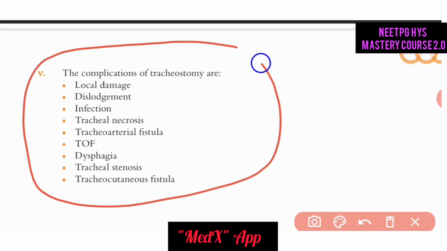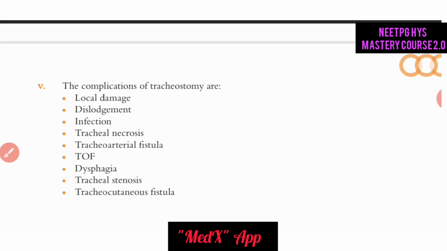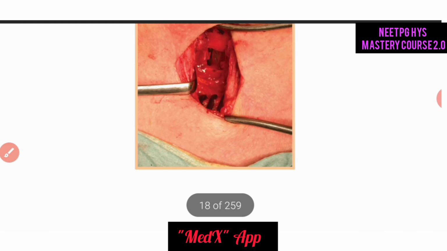And coming to complications, starting from bleeding, any surgical procedure, the immediate complication will be bleeding, and some local damage, dislodgement, infection, tracheal necrosis, tracheoarterial fistula, dysphagia, tracheal stenosis, tracheocutaneous fistula. So there are different complications, but the most important one was to identify the procedure that was done.